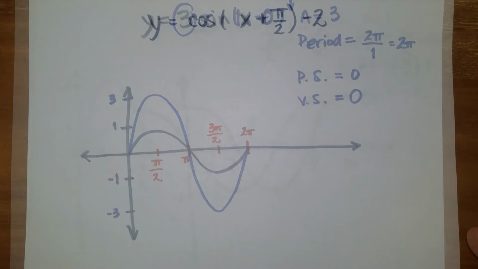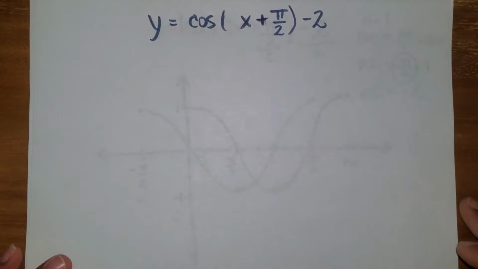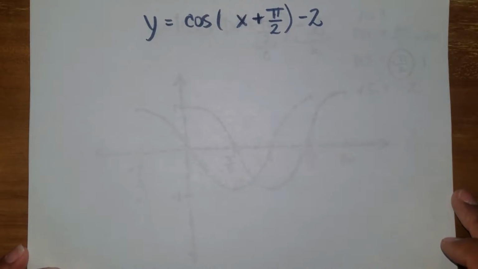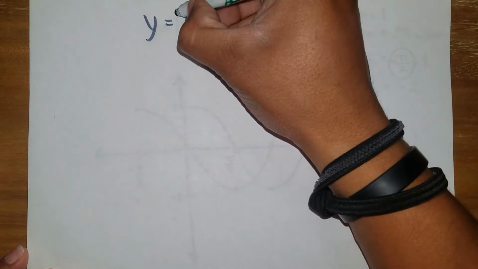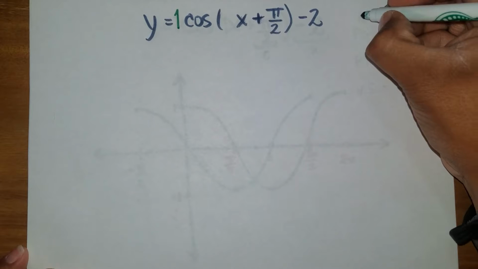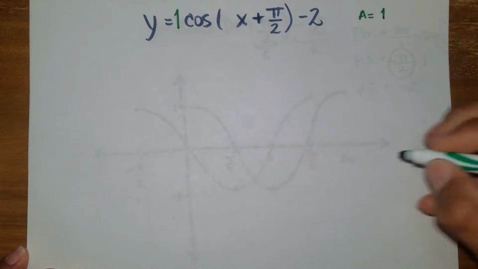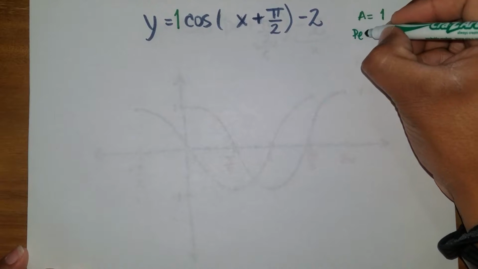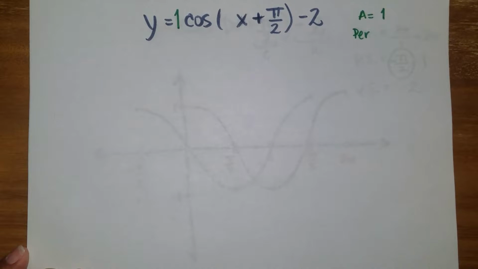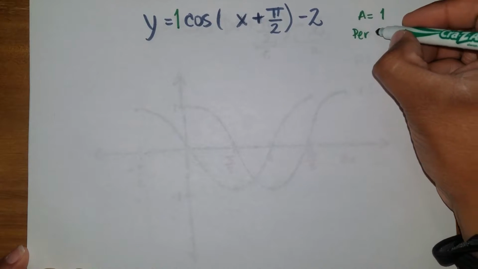Now let's take a look at another equation. Here we have y equals cosine of (x plus pi over 2) minus 2. Here we notice that the amplitude is 1. Now we see that the period, given by 2 pi divided by b, where b is 1, is just 2 pi.